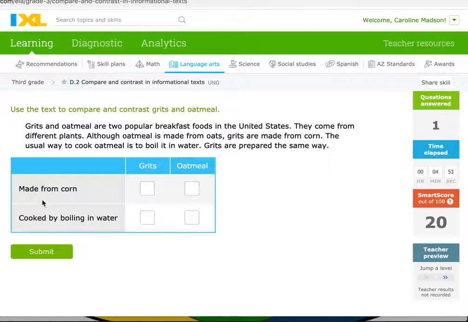So now I have to see made from corn. Was it grits or oatmeal? Remember, I can always go back and reread it and find where the information is. So I see grits are made from corn, cooked by boiling in water. So to cook oatmeal is in water, but they also say grits are prepared the same way.